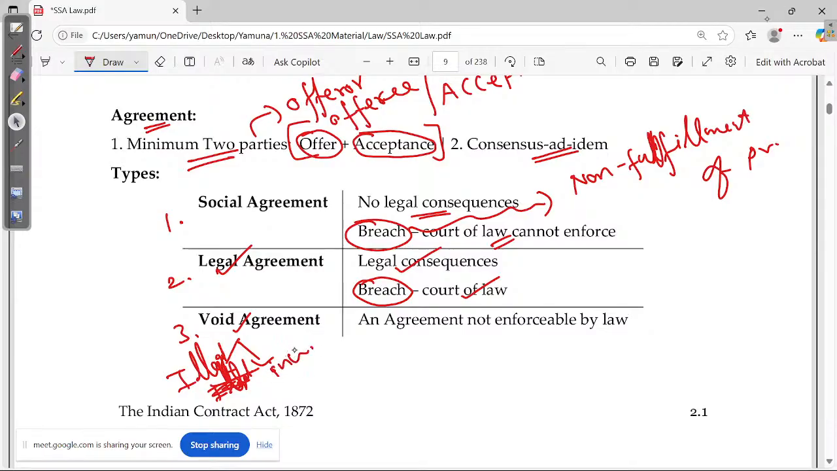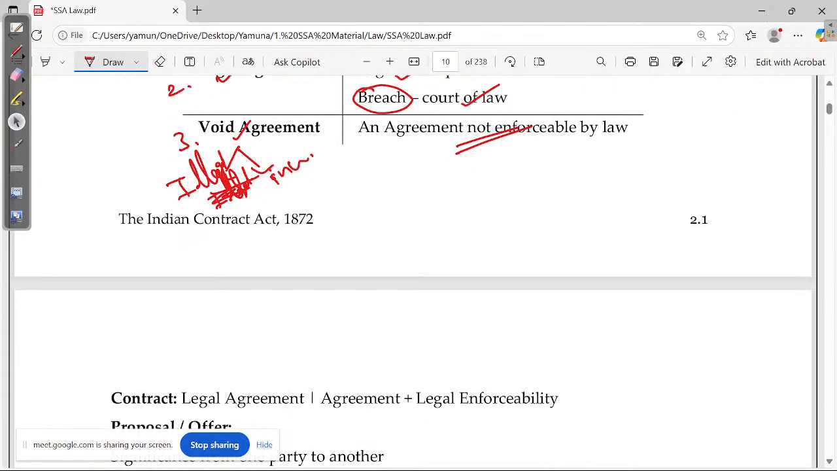Here, the definition is very clear. Void means not enforceable by law. It will be checked who is the person that entered. He is not capable of entering into the contract. At the time of execution, not capable. While entering into the contract, not capable. So it's not enforceable by law. Likewise, illegal, not enforceable by law. See, as per Indian contract law, it is not enforceable.